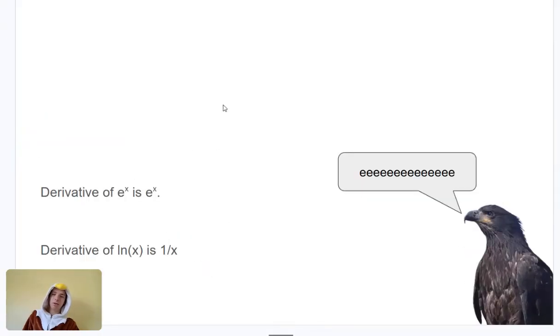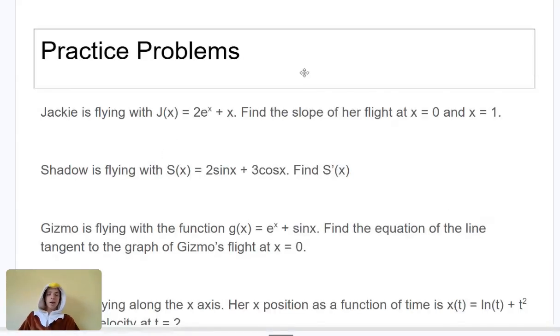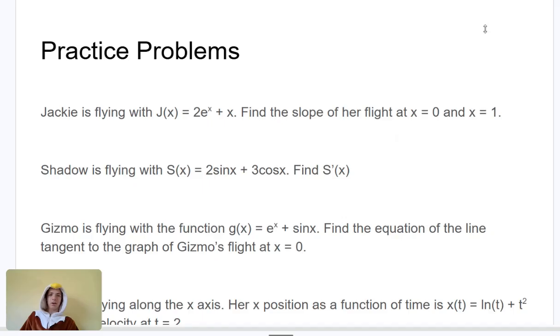And taking the derivative of e to the x, it's the easiest thing ever because you don't have to change anything. It's Spirit's favorite number. So now let's do some practice problems to put together everything we've learned so far.